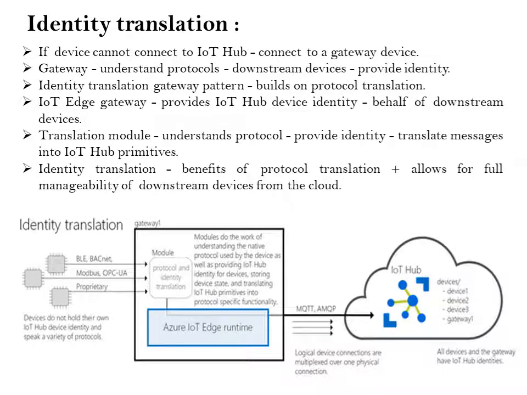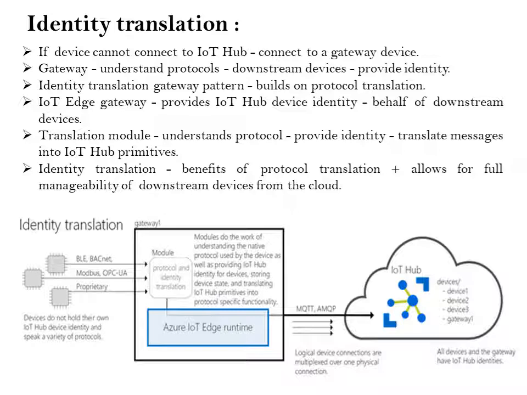Next is identity translation. If a device cannot connect to the IoT hub, then it connects to the gateway device. The gateway is able to understand the protocols used by the downstream devices and provides the identity. The identity translation gateway pattern builds on protocol translation. But the IoT Edge gateway also provides an IoT hub device identity on behalf of the downstream devices. The translation module is responsible for understanding the protocol used by the downstream devices, providing them identity and translating their messages into IoT hub primitives.